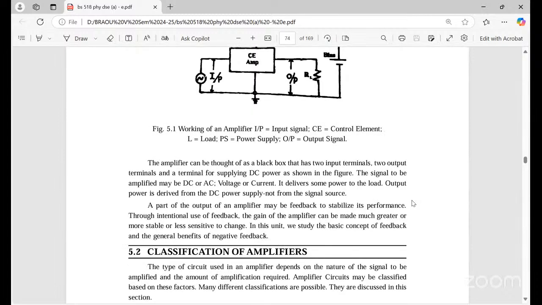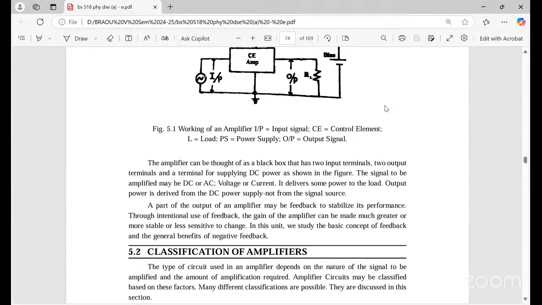The amplifier can be thought of as a black box, which has 2 input terminals, 2 output terminals, and a terminal for supplying DC power. When the signal to be amplified, DC or AC, voltage or current, is applied, it delivers some power to the load. Across the load only we are taking the output here.